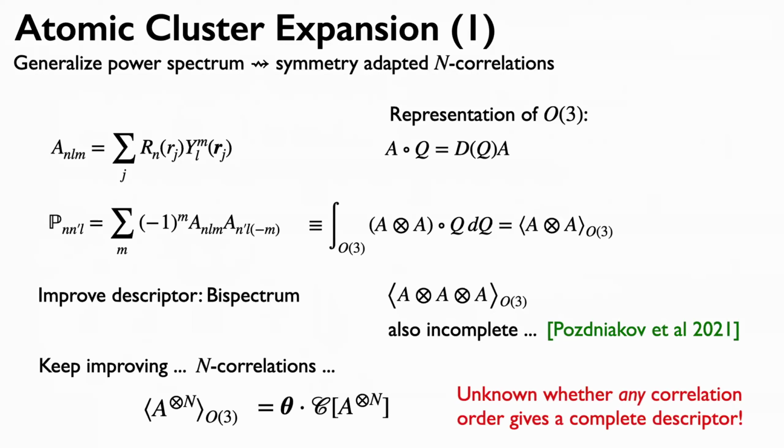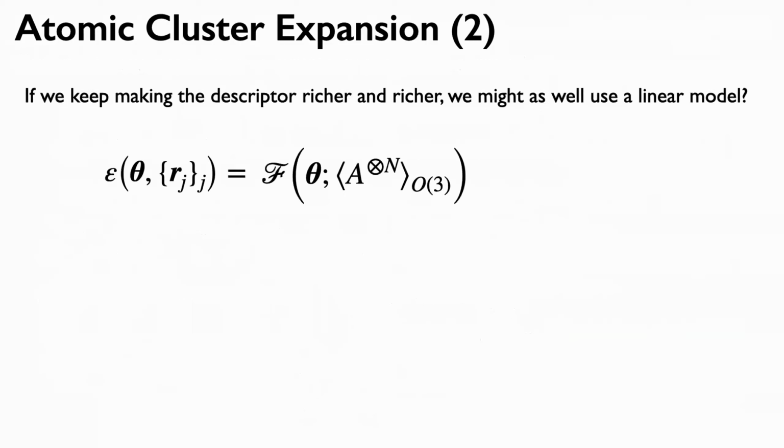But the key next idea, the key concept, is that when you keep adding more and more complexity to your descriptor, to your feature vector, you give the feature vector more and more information. Eventually it becomes so rich that you don't even need nonlinear models anymore. So basically, what ACE says is: take n-correlations of your atomic environment, n-fold tensor products, symmetrize them, and then make a linear model out of it.